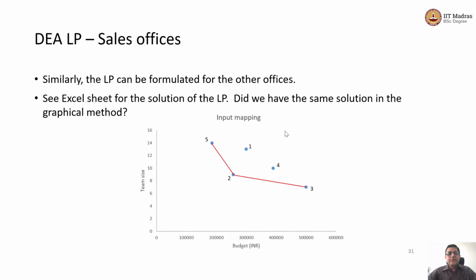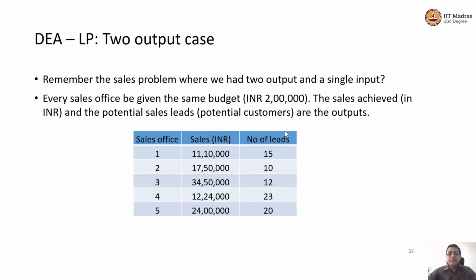If this is clear, then let us go to the other example that we had taken in the graphical method, which was the case where we had two outputs and a single input, right? So now every sales office has a budget of 2 lakhs, which was the only input, right? But they must achieve whatever sales that they can achieve and generate potential leads. We have described what that potential leads mean.